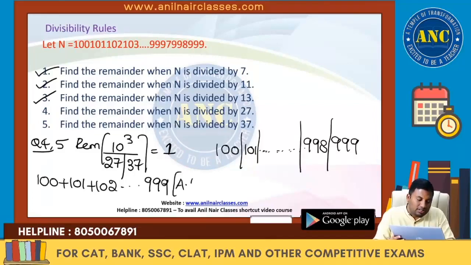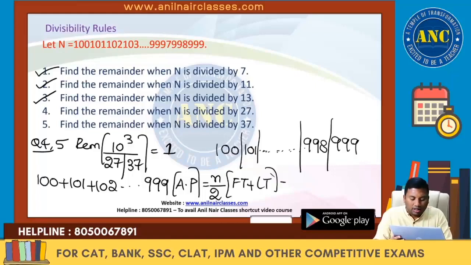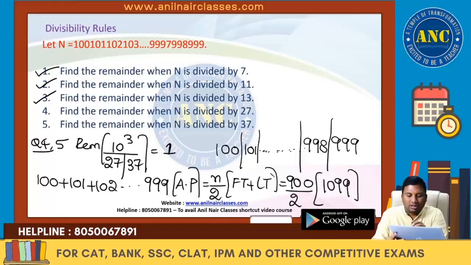The series is in arithmetic progression. The sum is n by 2 into first term plus last term. Total numbers are 900, so 900 by 2 into 100 plus 999, which is 1099. So this is 450 into 1099, the sum of these numbers. I hope it is clear, right?